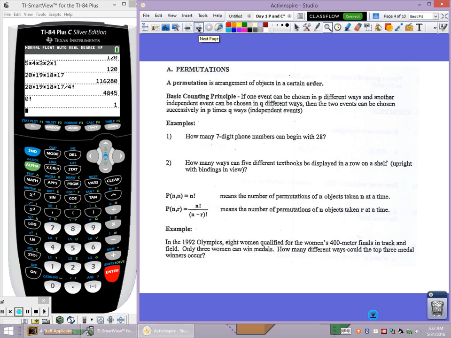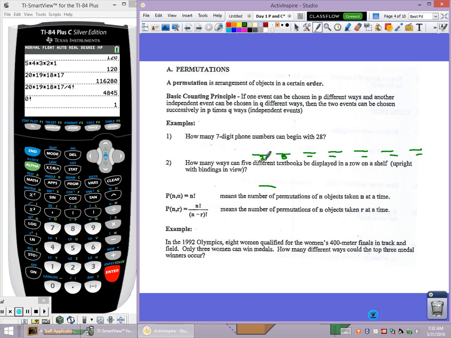All right, so you guys have this worksheet. Let's just do a couple quick problems because I need to get going. All right, permutation is arrangement of objects in a certain order. We talked about basic counting principle. Here, if there are 7 digits, 1, 2, 3, 4, 5, 6, 7, and we want the phone number to begin with 2, 8. So this needs to be a 2, this needs to be 8, this could be anything, anything, anything, anything, anything, as long as it starts with a 2, 8.